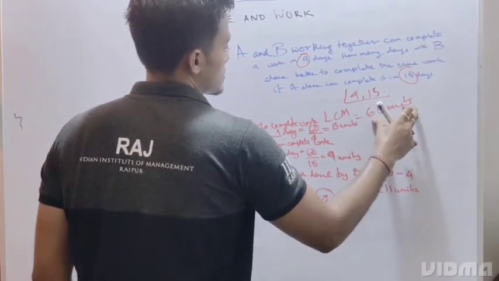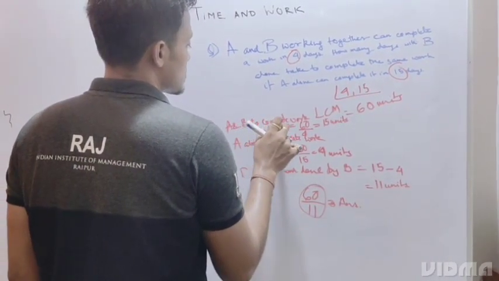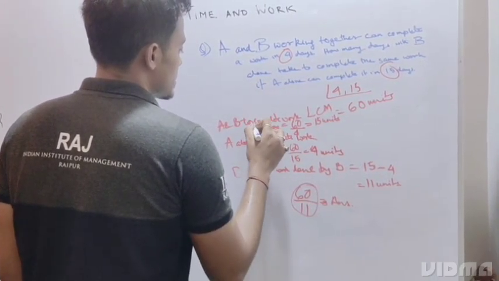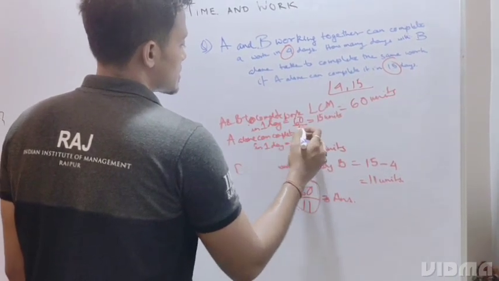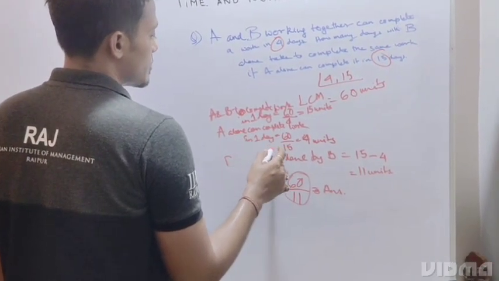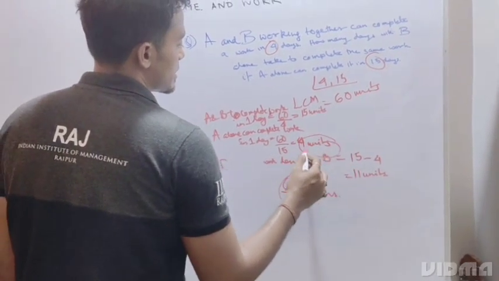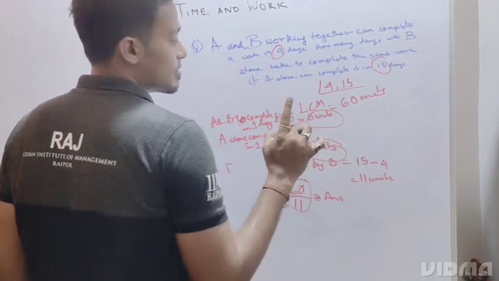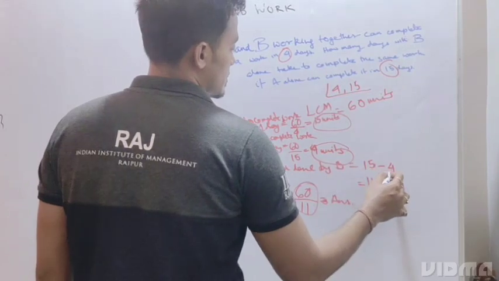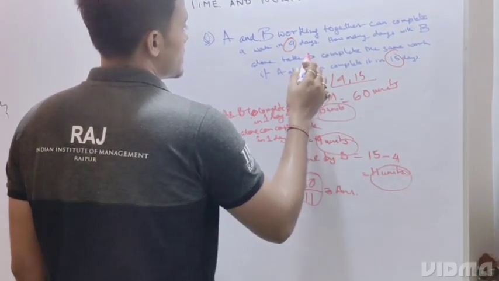So the LCM of 15 and 4 is 60. So 60 units of work is the total. A and B complete the work in 1 day, that is 60 by 4, 15 units. A alone in 1 day completes 60 by 15, that is equal to 4 units per day. So B alone works 15 minus 4, 11 units. That's why the job gets done in 4 days.